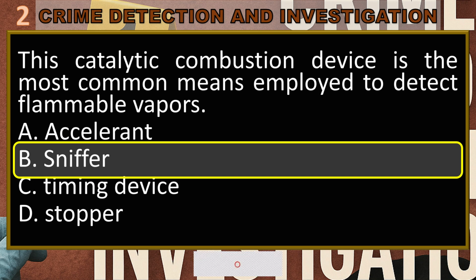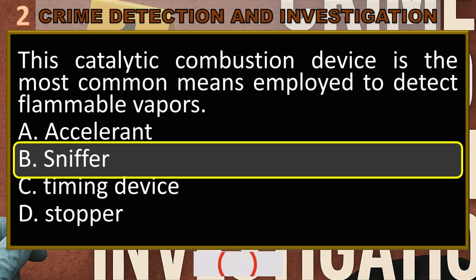Reason for the chosen answer, B. Sniffer. A sniffer, also known as a portable vapor detector or combustible gas detector, is a catalytic combustion device specifically designed to detect the presence of flammable vapors in the air. It works by oxidizing the vapor in the presence of a catalyst, producing heat which is then measured and used to indicate vapor concentration. It is the most common tool used by fire investigators to detect accelerants at fire scenes.